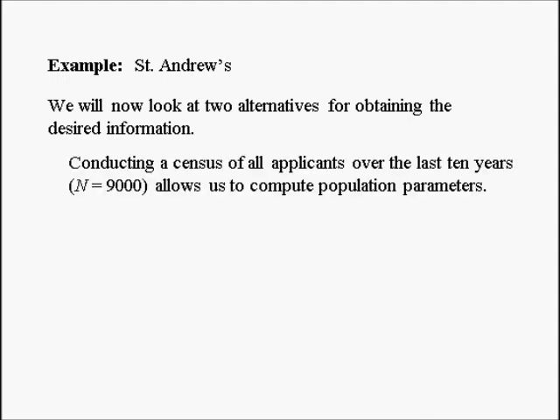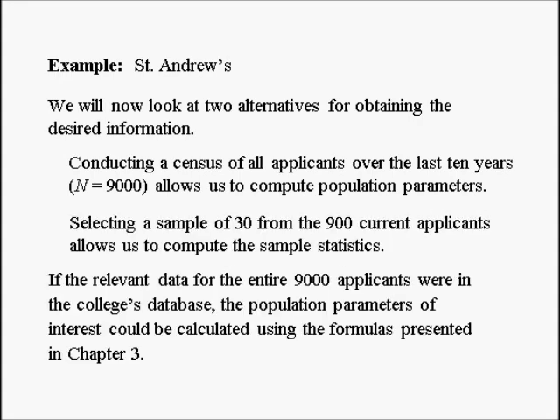Conducting a census of all applicants over the last 10 years, say 9,000, allows us to compute population parameters. Selecting a sample of 30 from the 900 current applicants allows us to compute the sample statistics. If the relevant data for the entire 9,000 applicants were in the college's database, the population parameters of interest could be calculated using the formulas presented in Chapter 3.